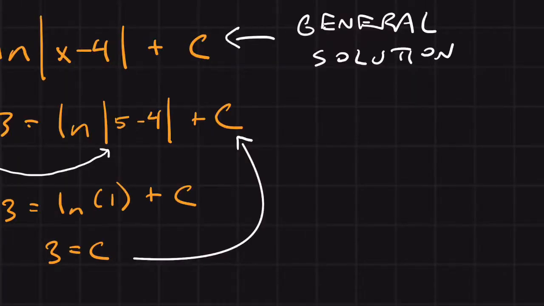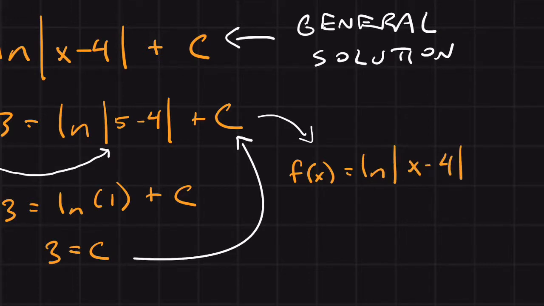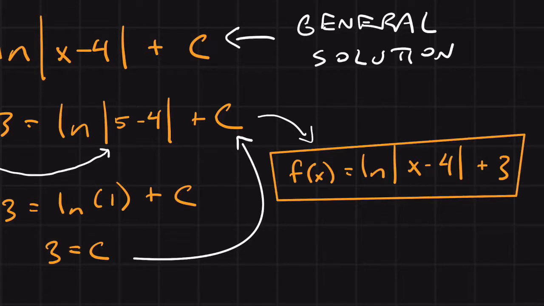Now we just need to substitute that value of 3 back into the c inside of our equation. f of x would then become the natural log of the absolute value of x minus 4, plus 3. And that is the particular solution to our problem.